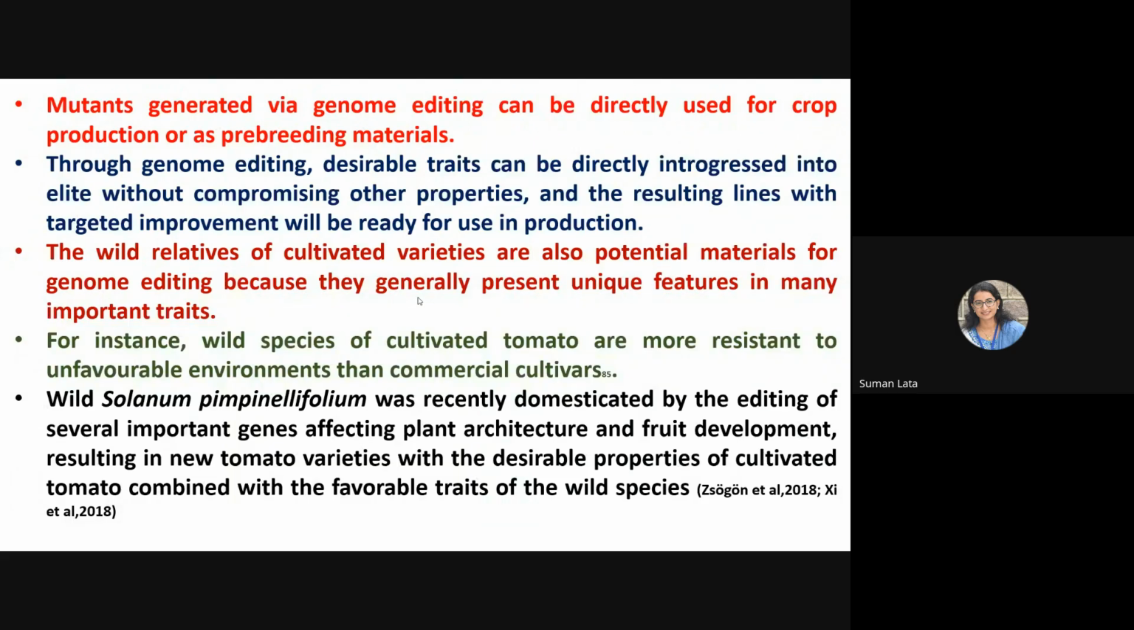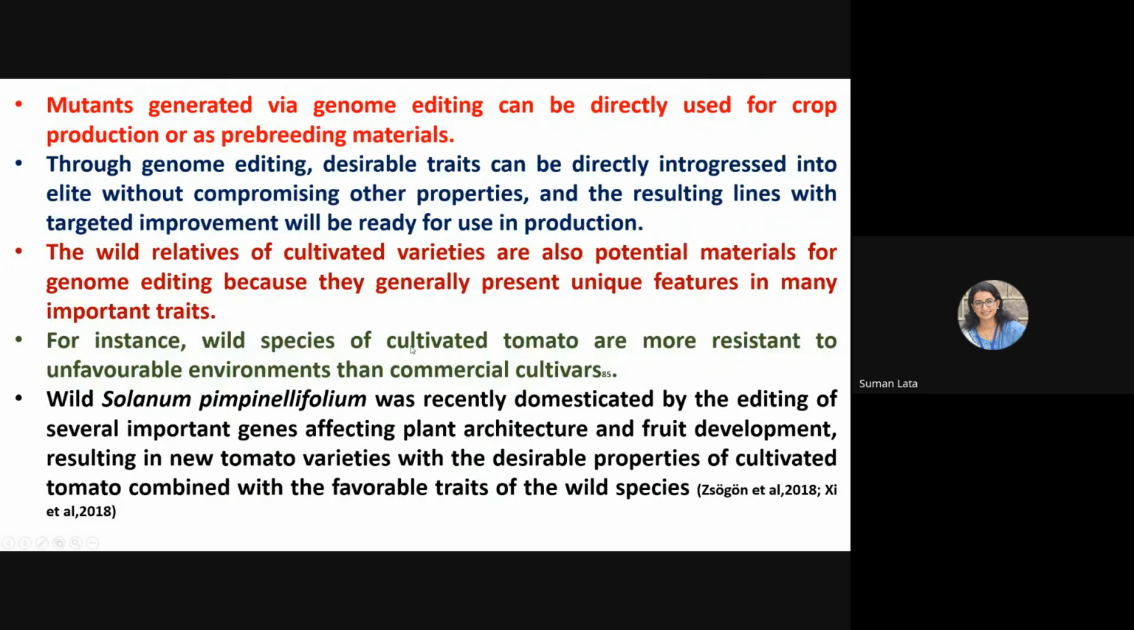So the mutants which we generate through genome editing can be directly used for crop improvement as pre-breeding materials, and the desirable traits can be directly introgressed into the elite lines without compromising other properties. So the resulting lines from genome editing can be used for targeted improvement. They will be ready for use in production.